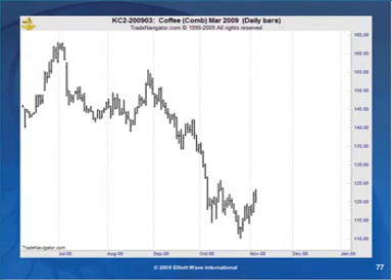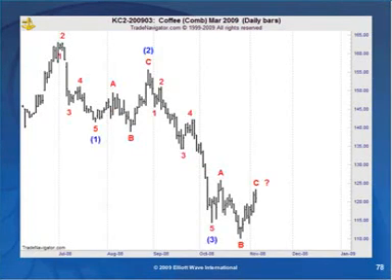So let's look at an example. We're going to come back to coffee. Remember, here's where we were. This was that expanded flat in here that we were trading. And what happened was coffee came down in this downtrend. So I've labeled it, here's 1, 2. We've made wave 3 down. We have a 3-wave A, a 3-wave B, looks like a 3-wave C, and I have a question mark.